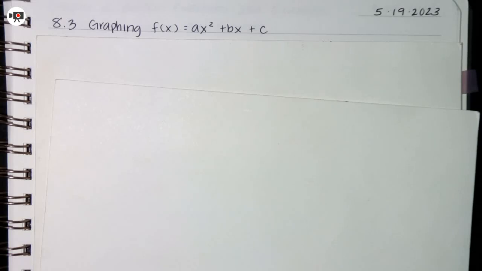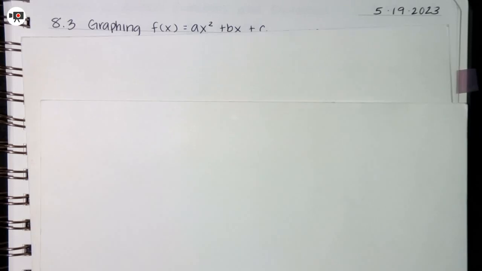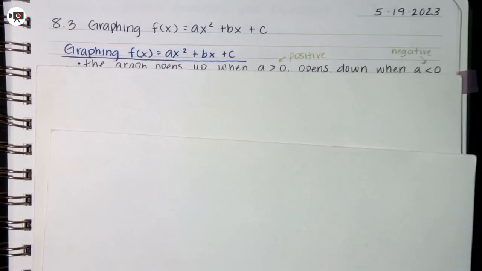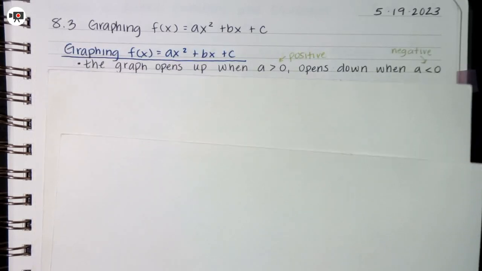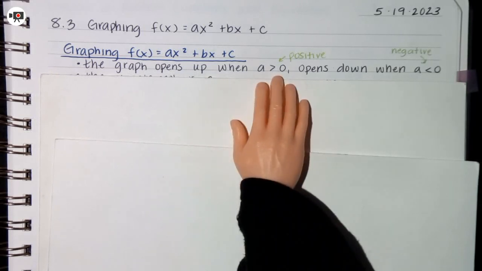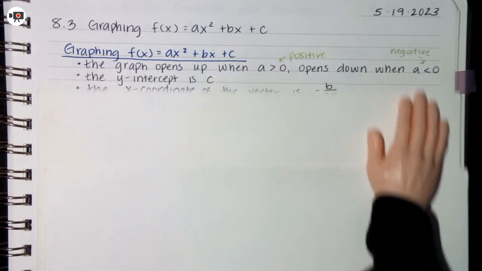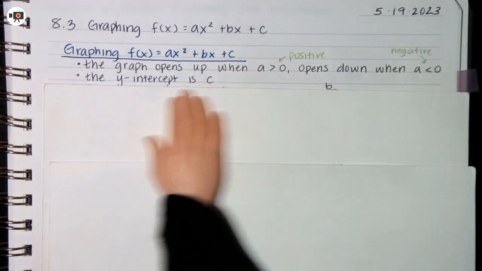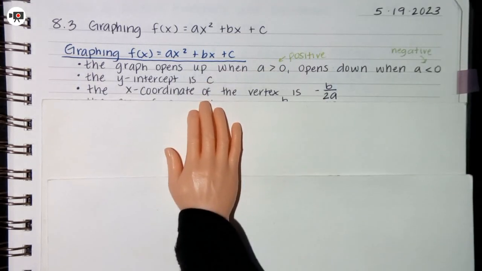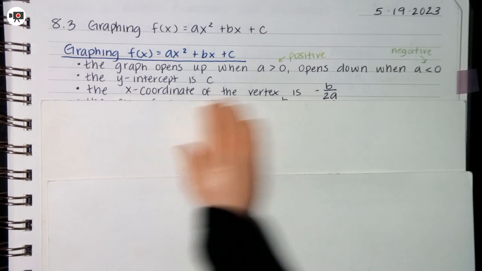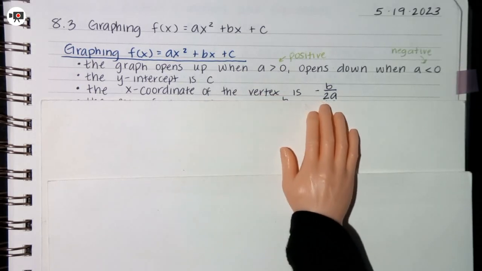This is 8.3. Graphing f of x is ax squared plus bx plus c. So when we are graphing this, the graph opens up when a is greater than 0 and opens down when a is less than 0. And the y-intercept is c, and the x-coordinate of the vertex is negative b over 2a.